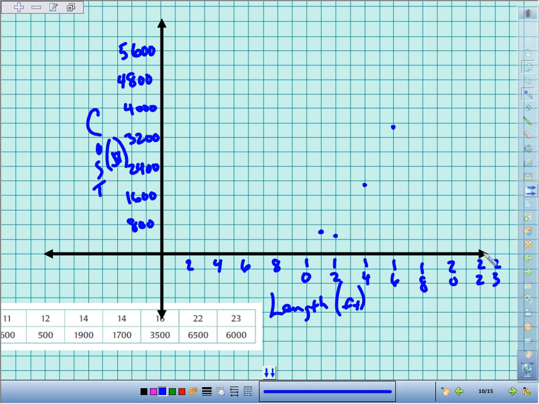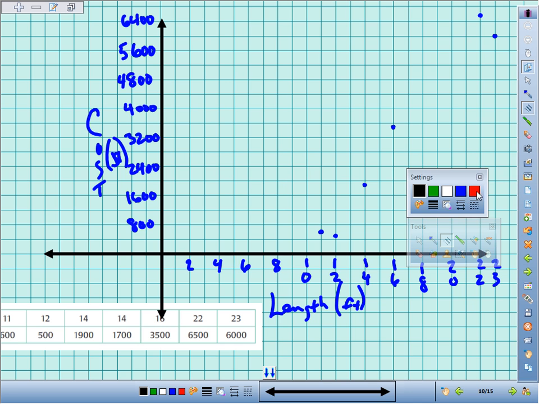22 feet is $6,500. Let's see, this was 5,600, this was 6,000, this was 6,400. You got to estimate a little bit here, 6,500, a little above 6,400. There we go. And a 23-foot boat is $6,000 right there on that nice intersection point. We definitely see some positive correlation. It makes sense. The bigger the boat, the more it's going to cost.